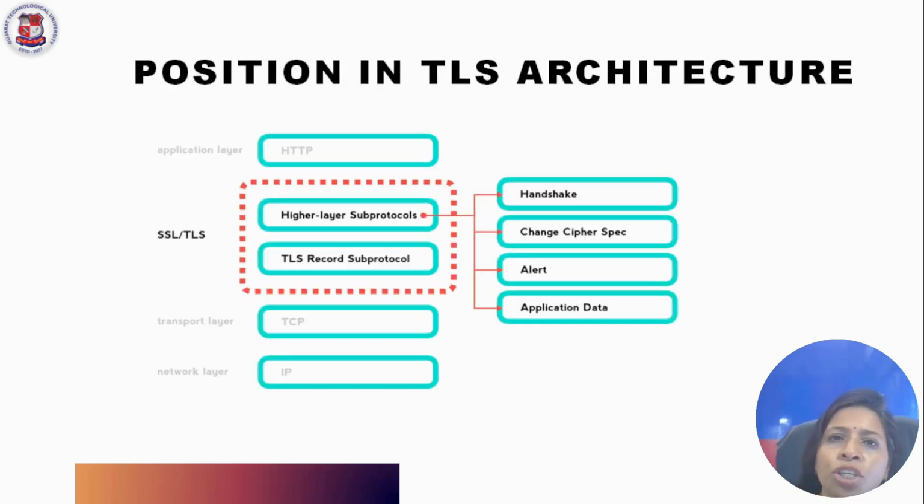Now let's discuss the position in the TLS architecture, meaning where this TLS record protocol exists. Within the TLS architecture, the TLS record protocol acts as the foundation layer, and all higher level TLS protocols send their data to the record protocol before it is transmitted over the network. This means the record protocol is responsible for applying encryption and authentication to all TLS communication. In simple terms, it acts as the security engine that protects the transmitted data.